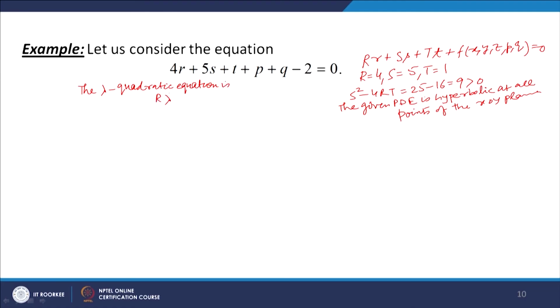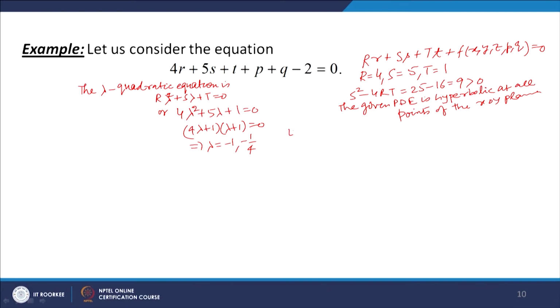r lambda square plus s lambda plus t equal to 0. So, in this case r is 4, s is equal to 5. So, 4 lambda square plus 5 lambda plus 1 equal to 0, and its factors are (4 lambda plus 1) into (lambda plus 1), that is 4 lambda square plus lambda plus 4 lambda plus 1. So, this gives you lambda equal to minus 1 and minus 1 by 4.